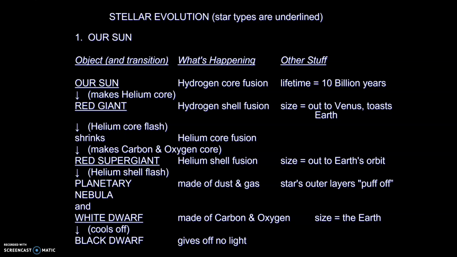Then we will have a planetary nebula. This is made out of gas, and our star's outer layers are going to puff off, so that helium and hydrogen shell. Our white dwarf star is going to be made of carbon and oxygen, and its size is going to be about the size of Earth. And then we turn into a black dwarf here, where it gives off no light.